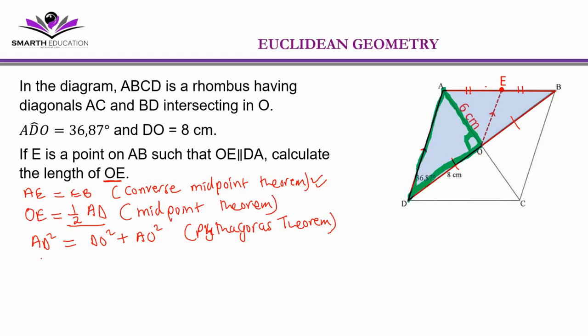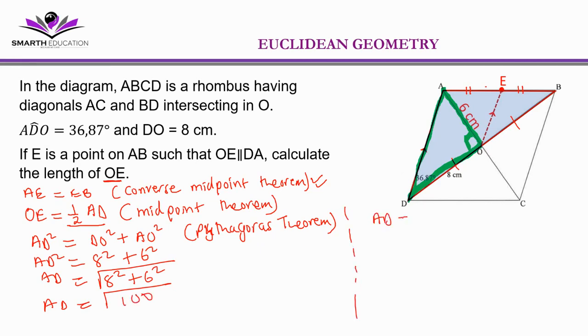Then we can substitute AD squared is equal to 8 squared plus 6 squared. AD is equal to the square root of 8 squared plus 6 squared. AD is equal to the square root of 100. So meaning that AD is equal to 10 centimeters. But we want the length of OE, and then we say that OE is half of AD. Therefore, OE is equal to half of 10, meaning that OE is equal to 5 centimeters.